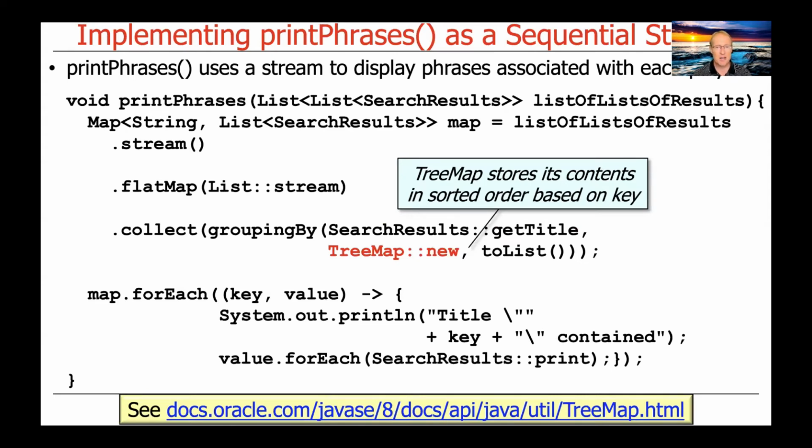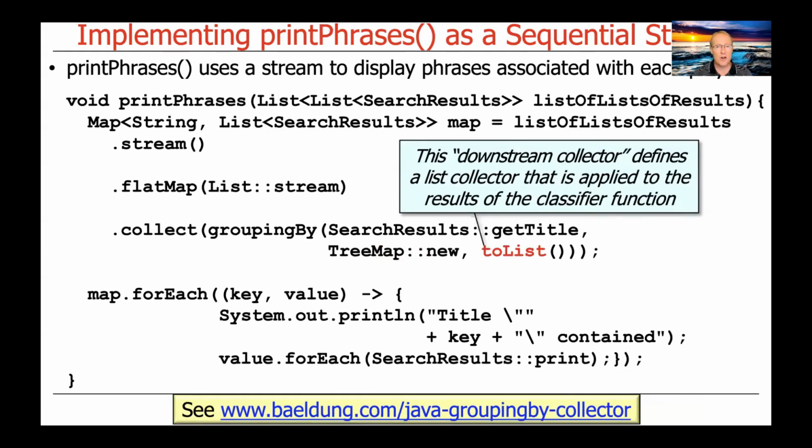And what's significant about a tree map is it's going to sort the elements. So we're going to end up with things in sorted order. Irrespective of the order that they happen to come into the input, we're going to end up with output being sorted by the titles of the work. And then the third and final parameter to grouping by is something called this downstream collector.